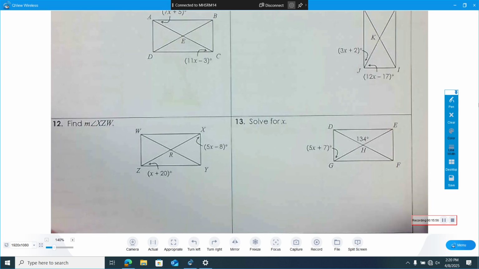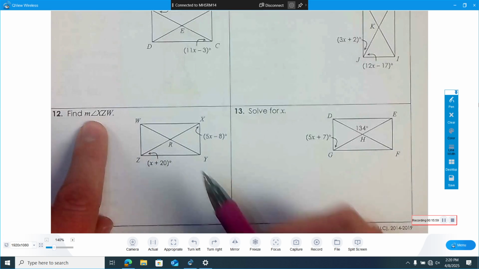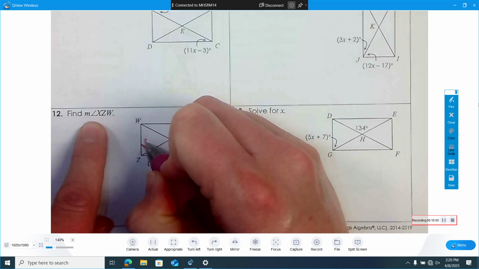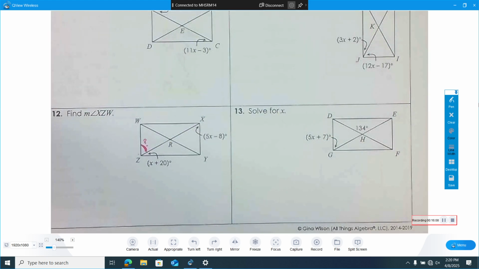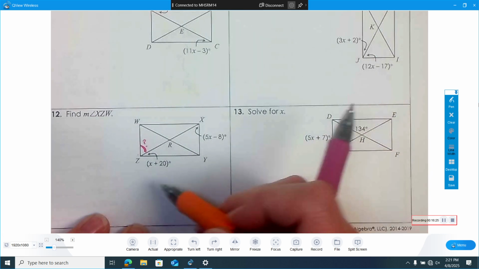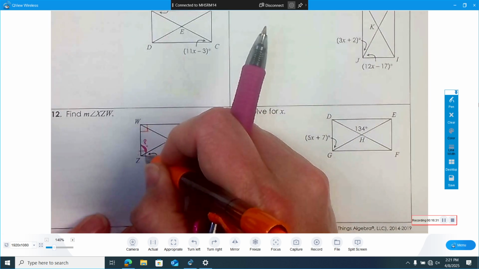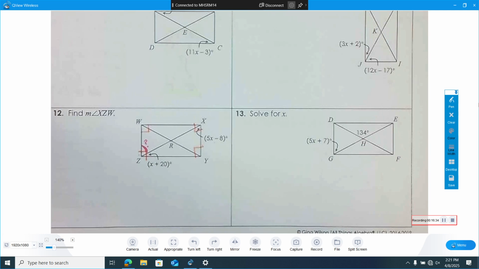Number 12, we want to find the measure of angle XZW, which is this angle right here. That's what we're trying to figure out. What do you think? Almost. 90 equals x plus 20 plus 5x minus 8. We know all of our corners in our rectangle are 90 degrees. And so we know we can add angles together to equal that 90 degrees.